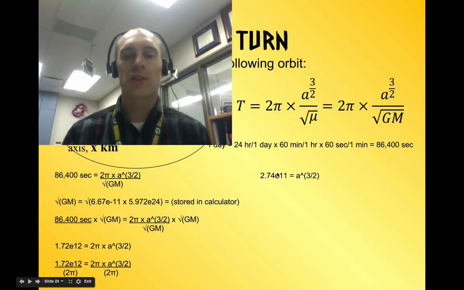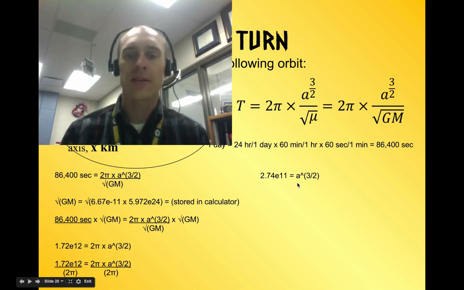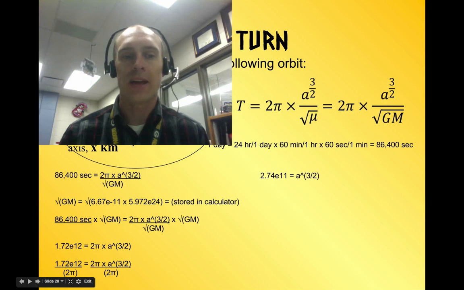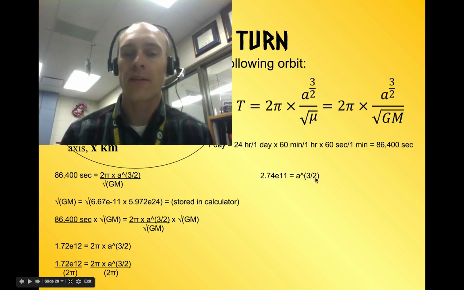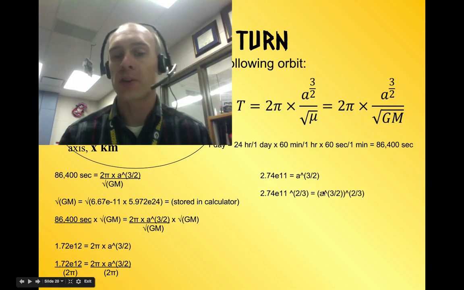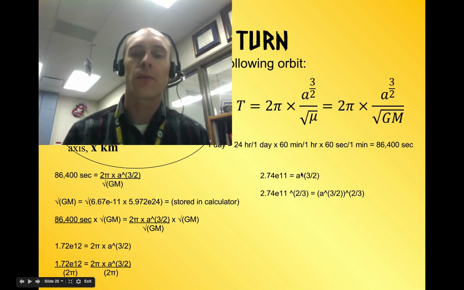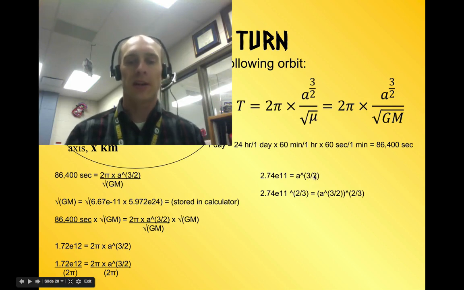So if you do that correctly, you should get 2.74 times 10 to the 11th. And now to get rid of this 3 halves, because I want to know what A is, I want that semi-major axis, then I take the 3 halves, and I take it to the power of 2/3. So if I take 3 halves to 2/3, they cancel each other out, and I end up with just A. But if I take the right side times 2/3, I have to take the left side times 2/3. So that's how you get rid of this exponent here. You take it to the inverse of that.